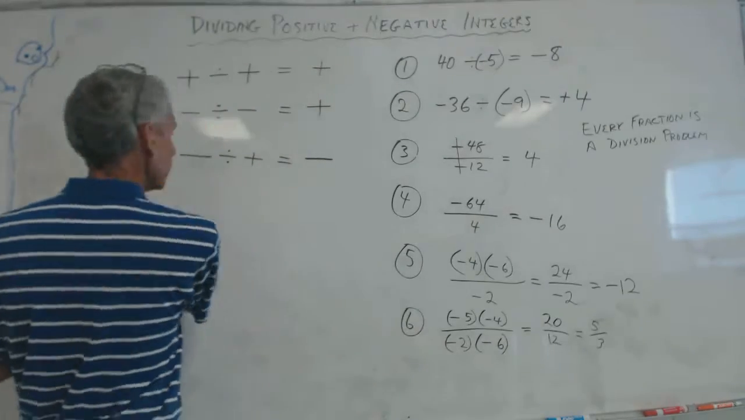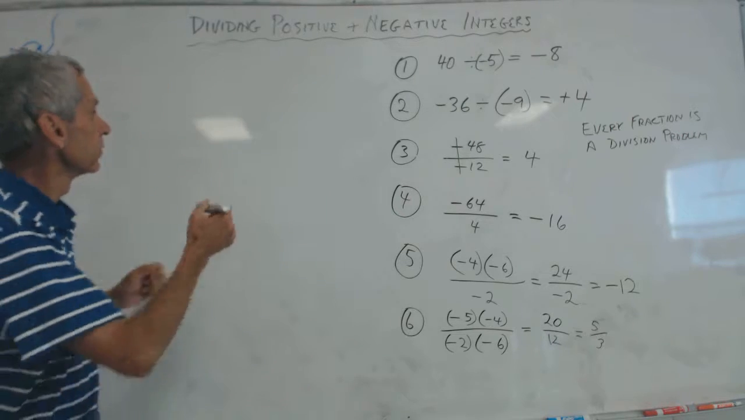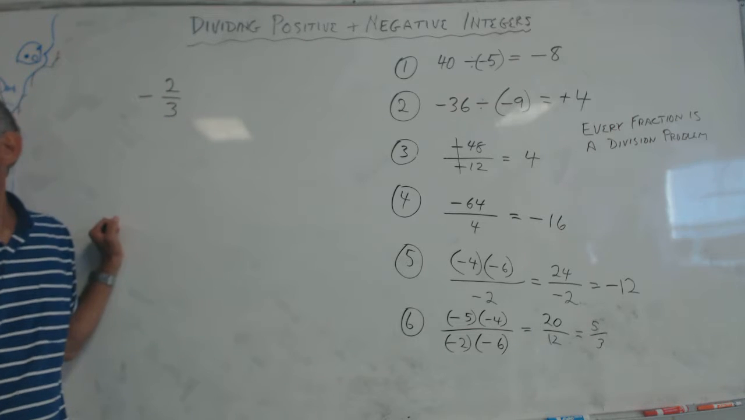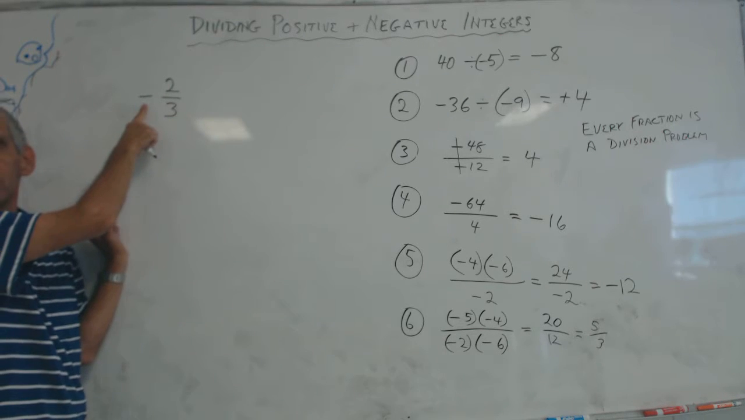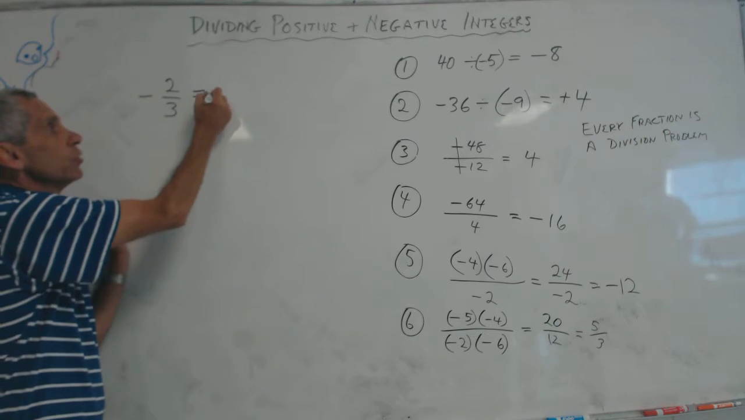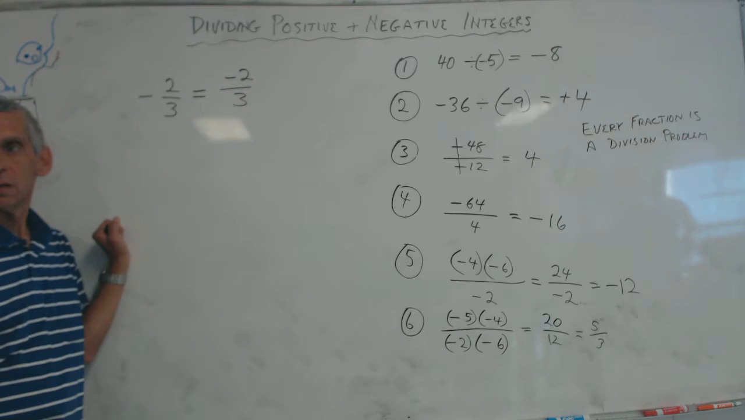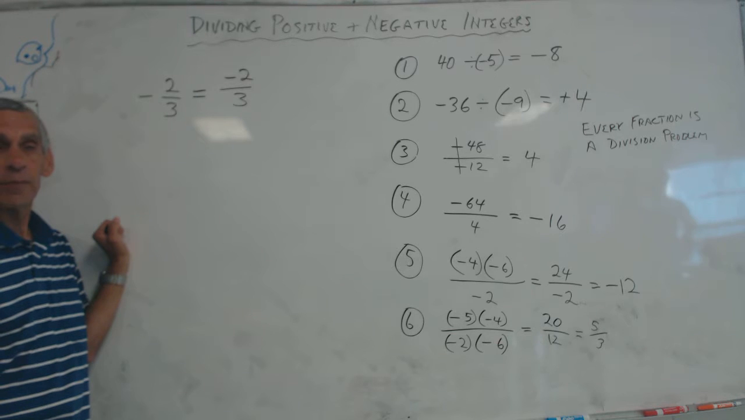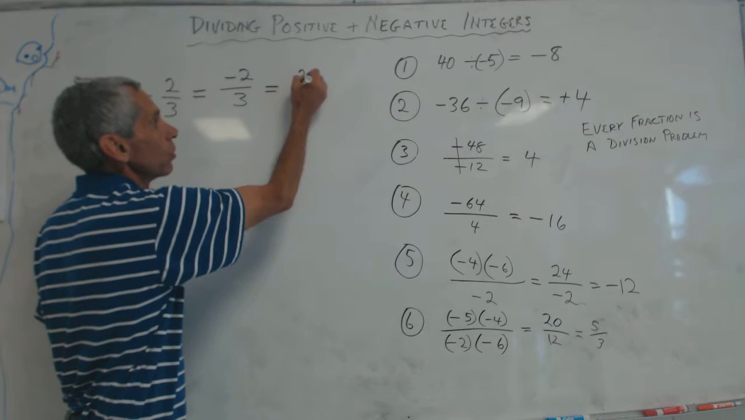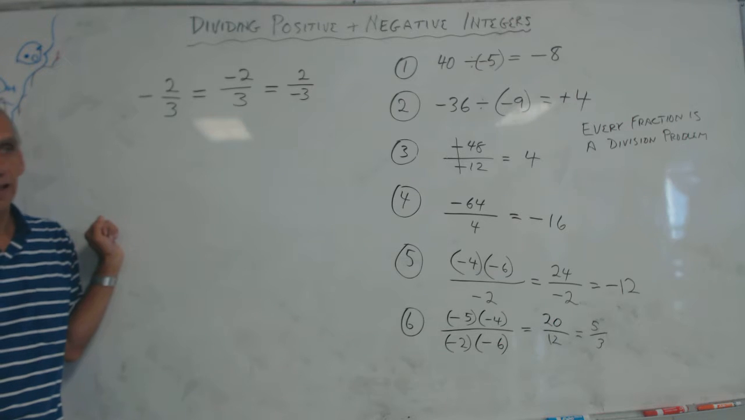One thing I just want to talk about real quickly is signs with fractions, just so you understand this. If I say negative 2/3, okay? Notice where the negative is. It's in front of the fraction, right? That is exactly equal to negative 2 over 3. It doesn't matter where the negative sign is in a fraction. It's also exactly equal to 2 over negative 3. Do you guys see that?